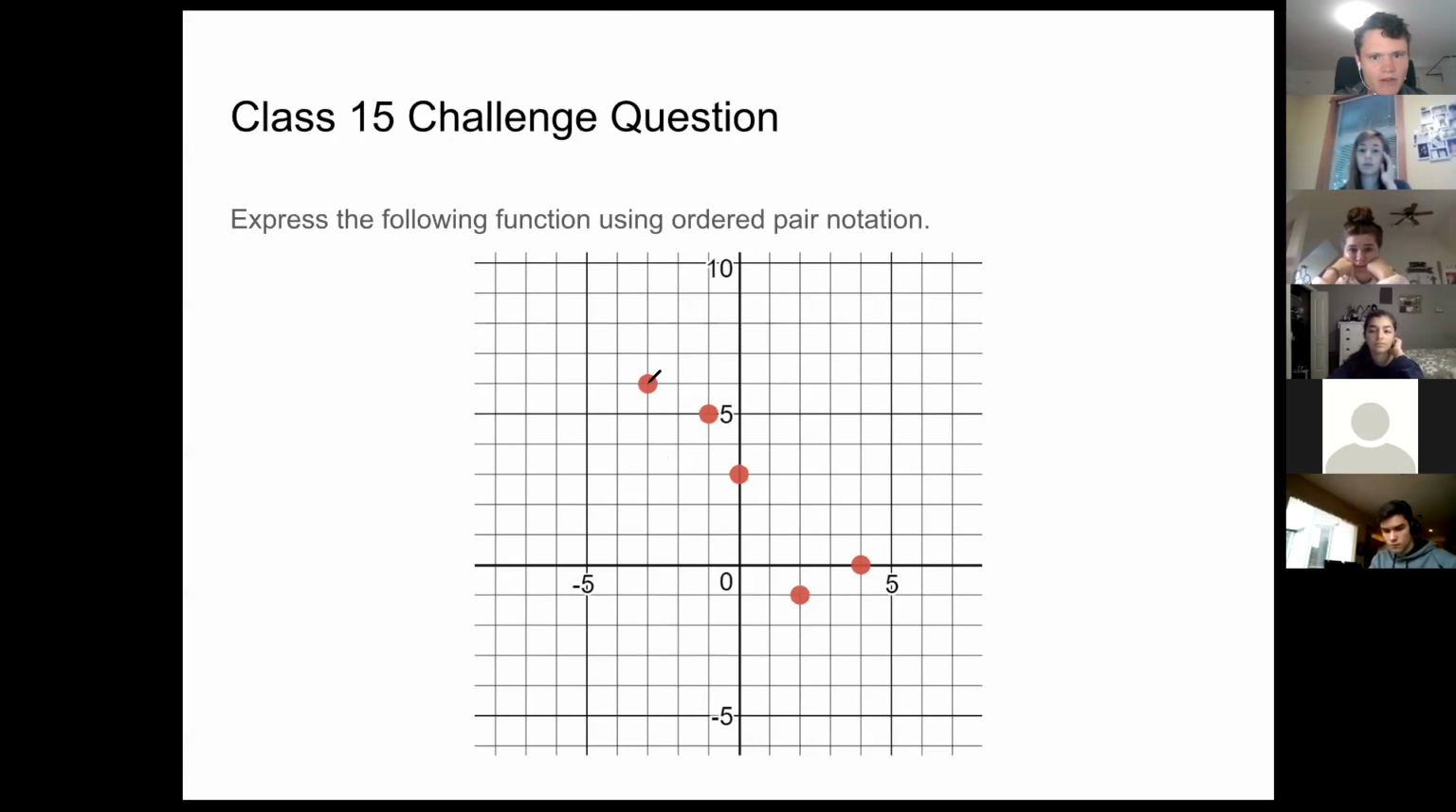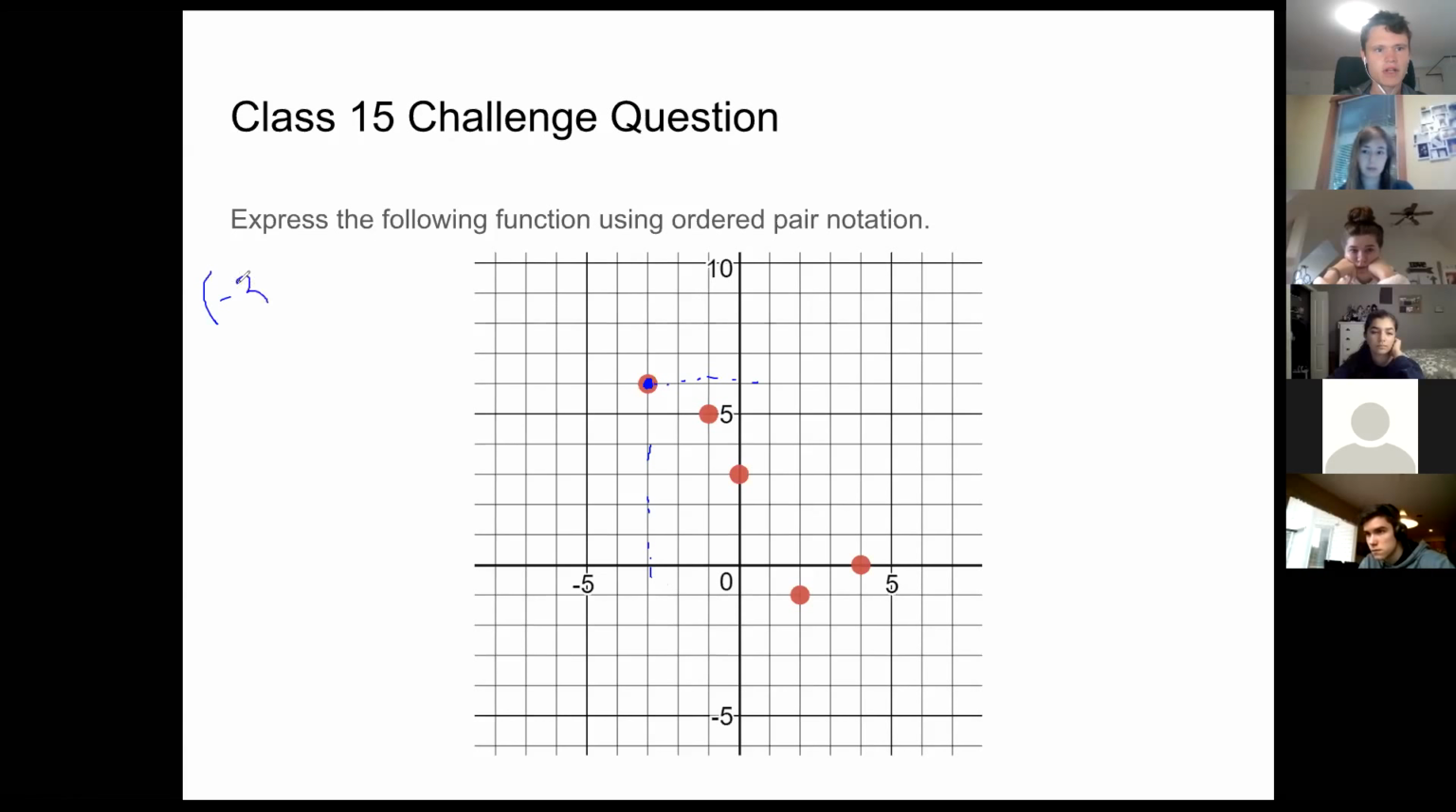So if we choose one of our points, let's say we're going to start with this one, our leftmost point, we want to know the x and y coordinates of it. Okay, and it's as simple as that. So for that point there, your x coordinate goes first, and it's -3. And your y coordinate goes after that, that's 6. So you just do that, put it in between brackets, write another comma, and then do the next one.